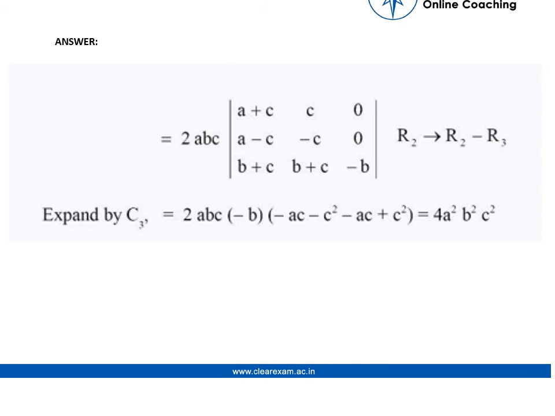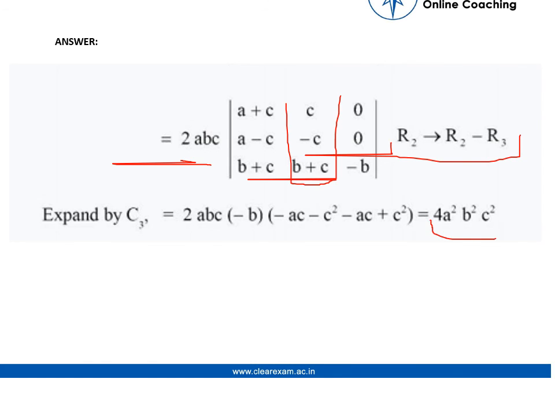Now, subtracting the third row from the second row, we get the second row as this one, and finally expanding along the third row and multiplying it by the value 2abc, we get 4a²b²c², which is our required result.